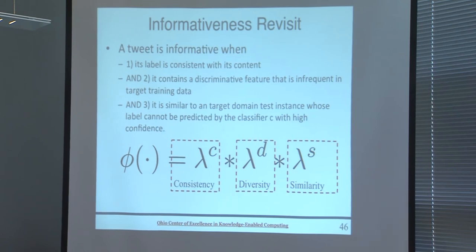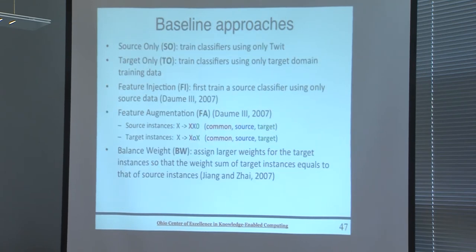Because our approach is based on the consistency, diversity, and similarity, that is why it is named CDS. Now here are the baseline approaches. We use only the source domain data for training. We use only the target domain data for training. And we train a source classifier on the source domain data, apply this classifier to the target domain testing instances, get some probability outputs, and use these outputs as additional features. The bottom two are state of the art approaches. Because of the time limit, I won't go deep into the details.